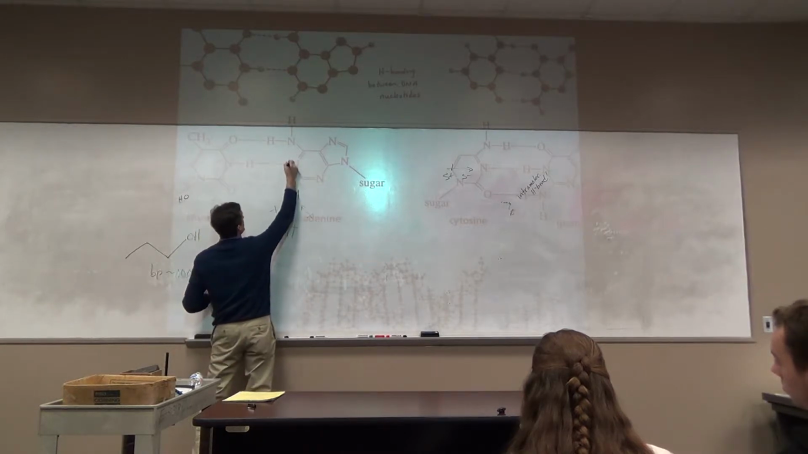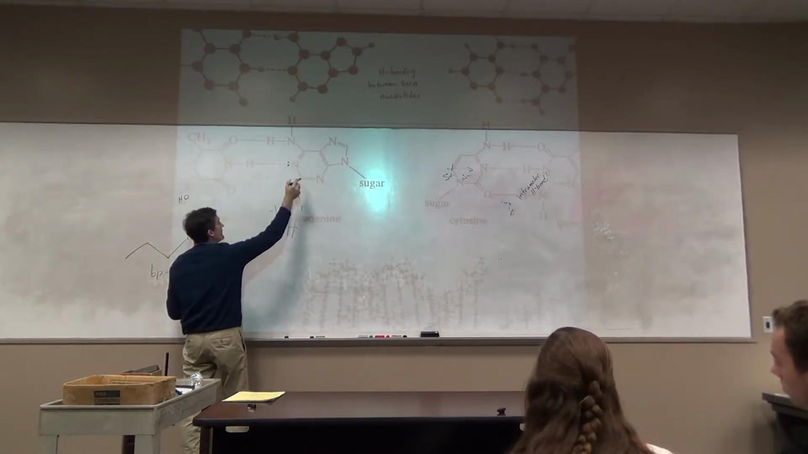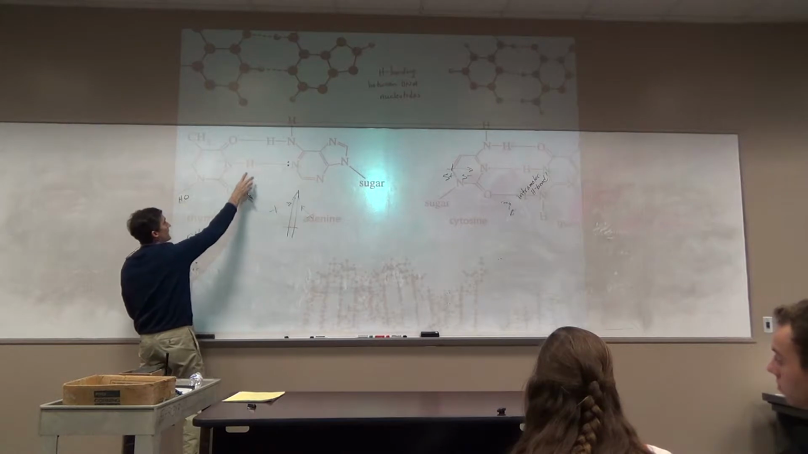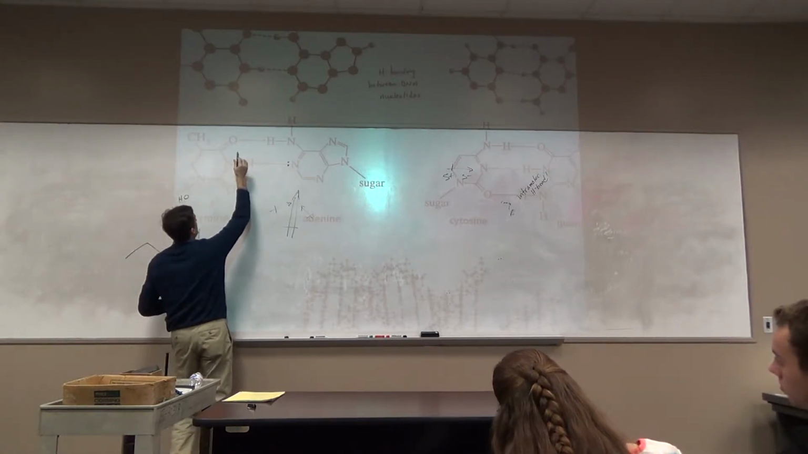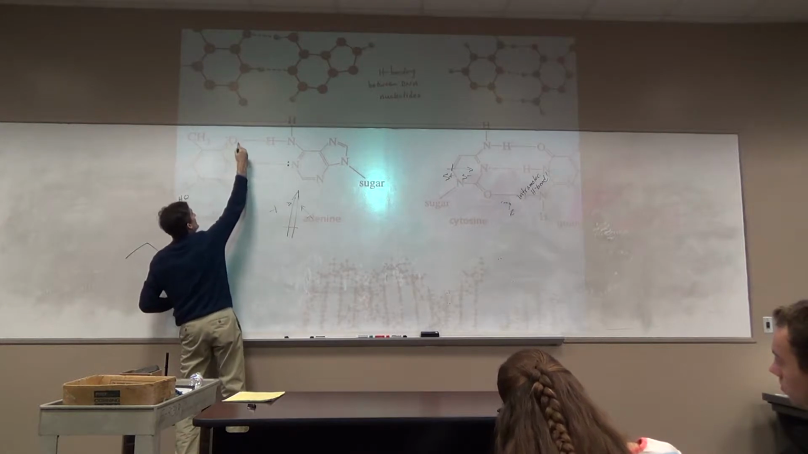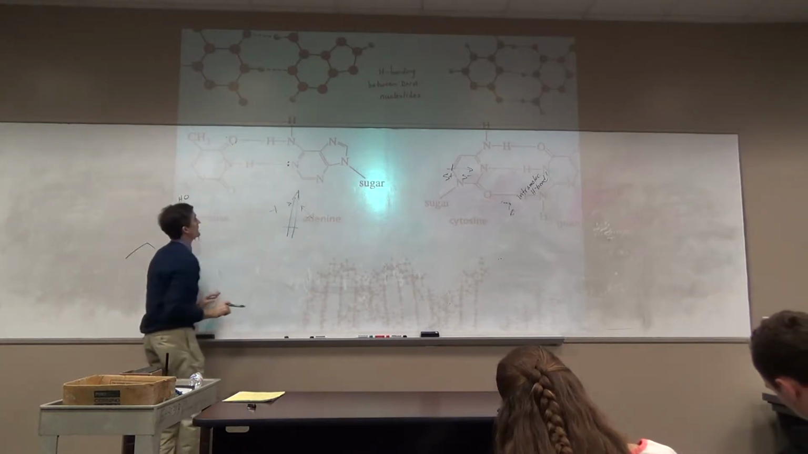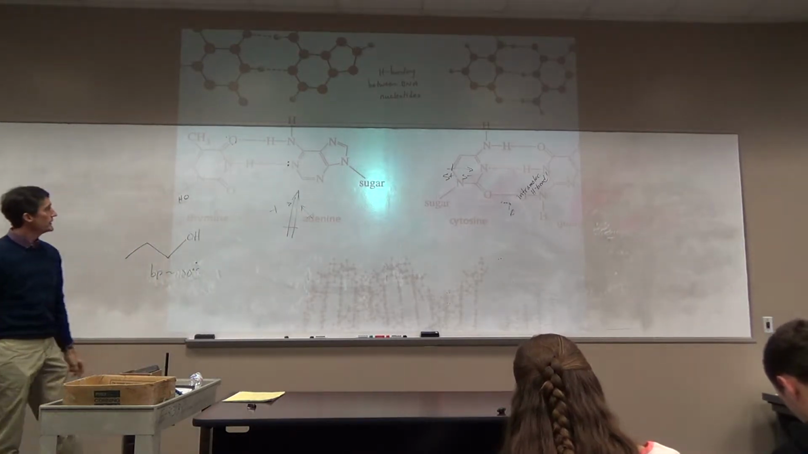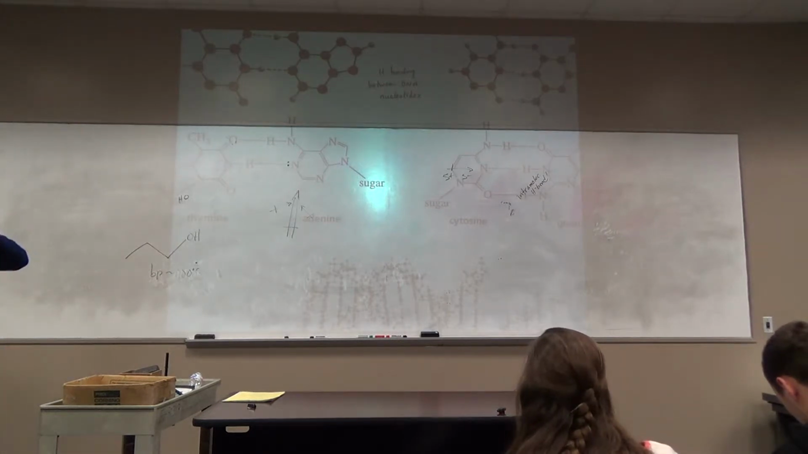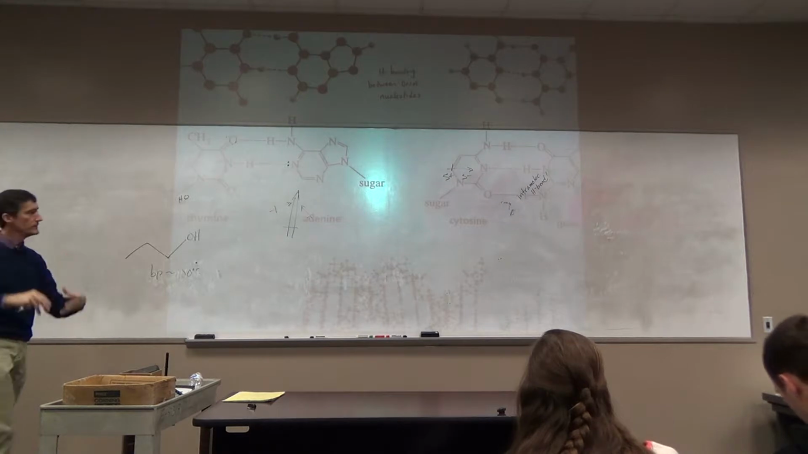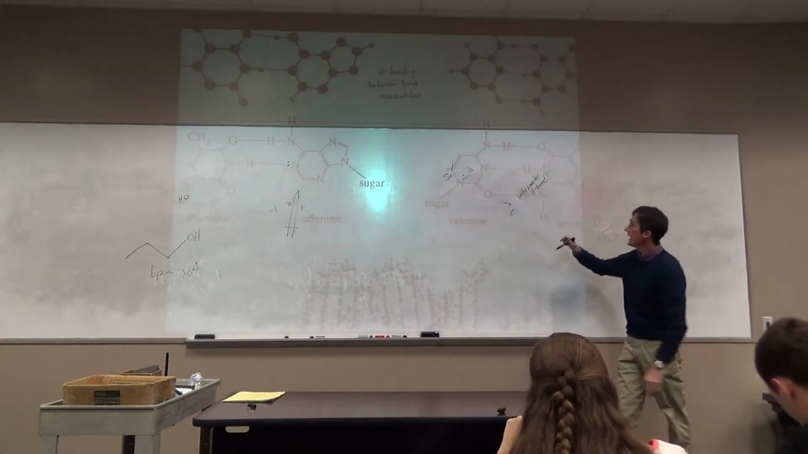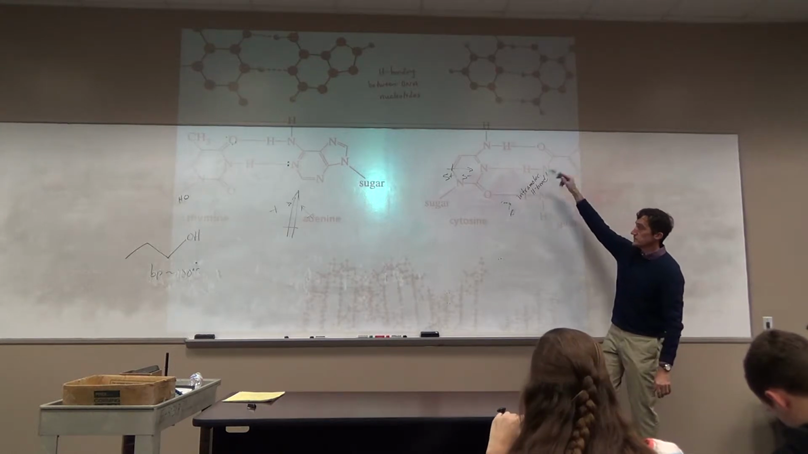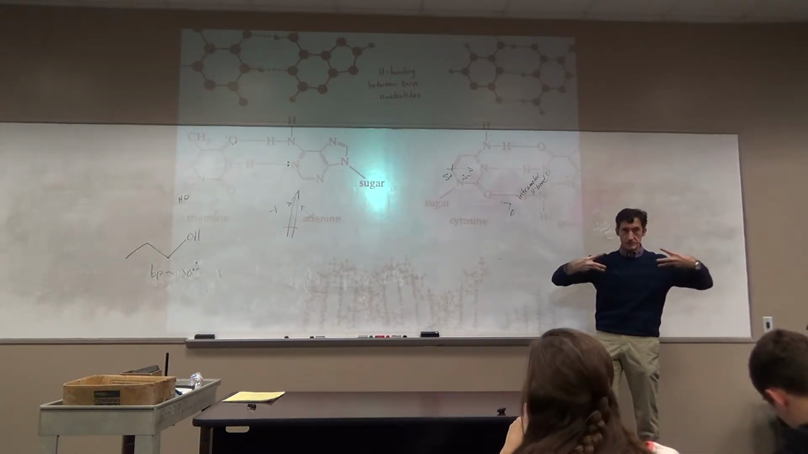They're not showing the lone pair here. But the lone pair of this nitrogen is hydrogen bonding to the H of this compound. And then the oxygen lone pair is hydrogen bonding to the H of the other compound. These compounds are built so you get these two interactions as they approach each other. This guy over here, CG base pairing, actually has three hydrogen bonds as it approaches.